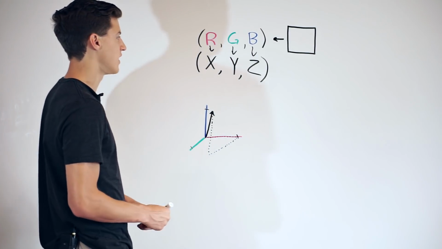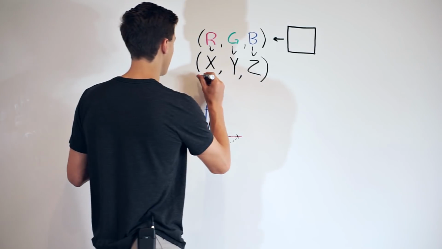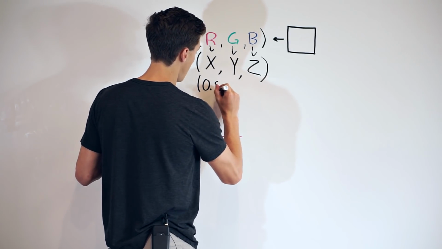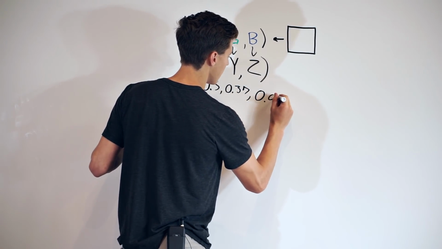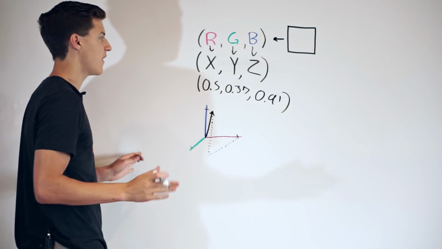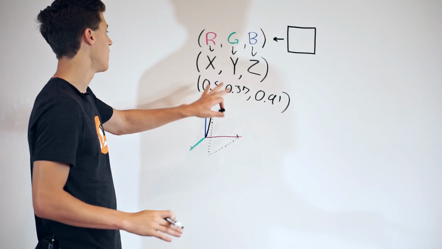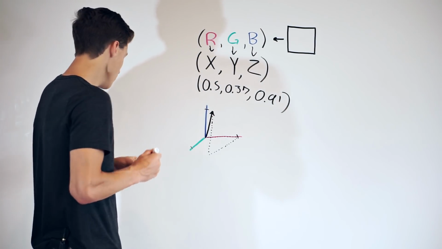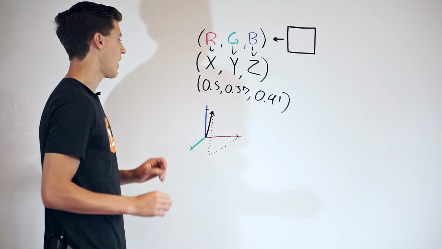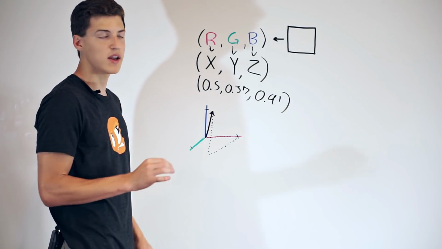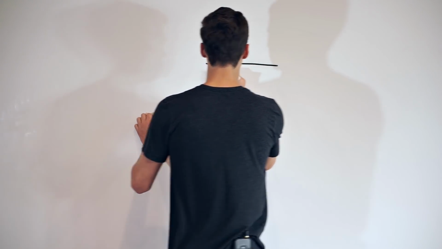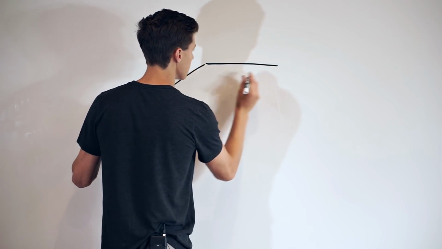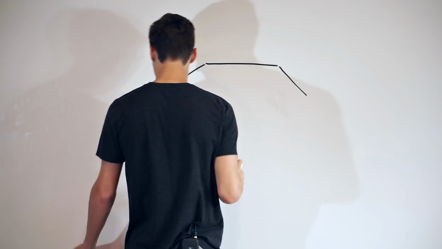Now, of course, we can have a ton of different values for this. We could have, say, 0.5, 0.37, and 0.91. And these different values will correspond to different points in a vector. So let's go ahead and actually take a look at how this can be applied to a 3D model as a shading normal. I really have to get a big ruler or a meter stick or something up here because this is just not cutting it.